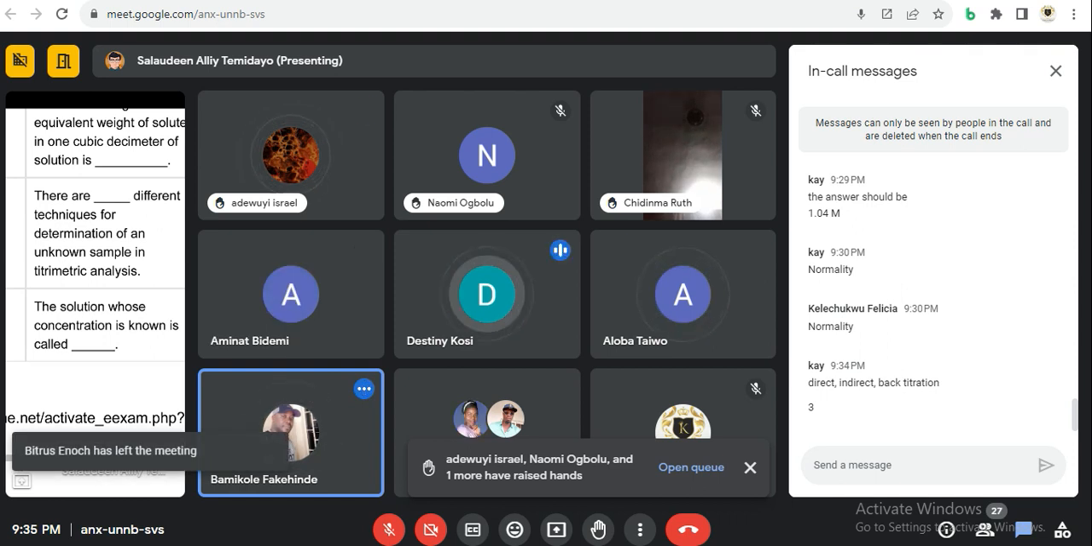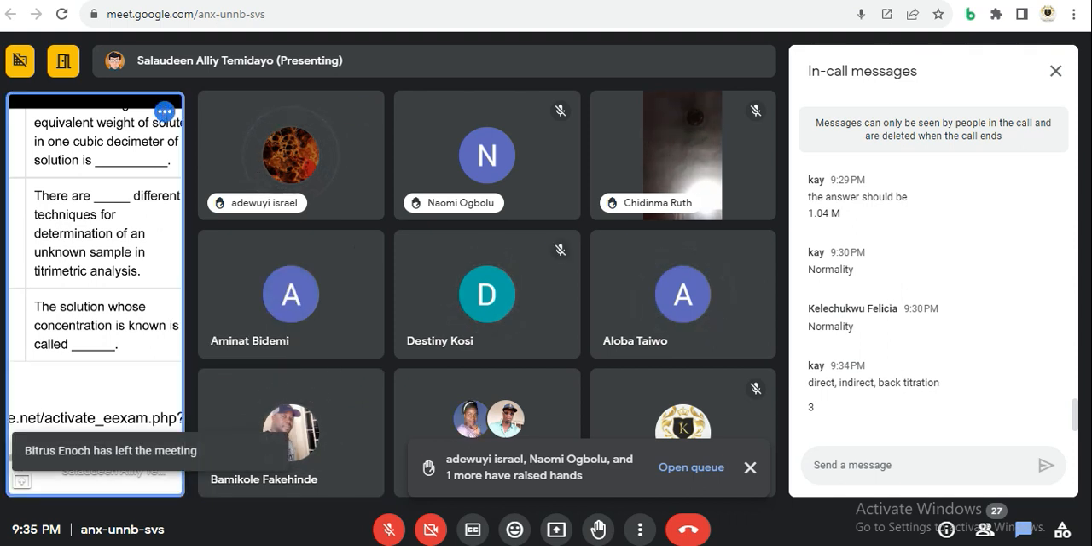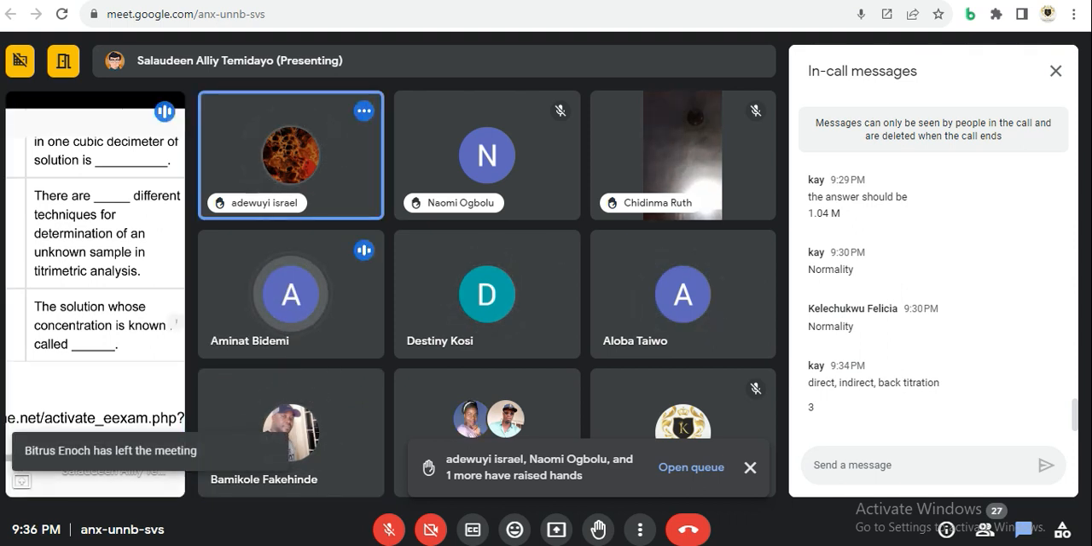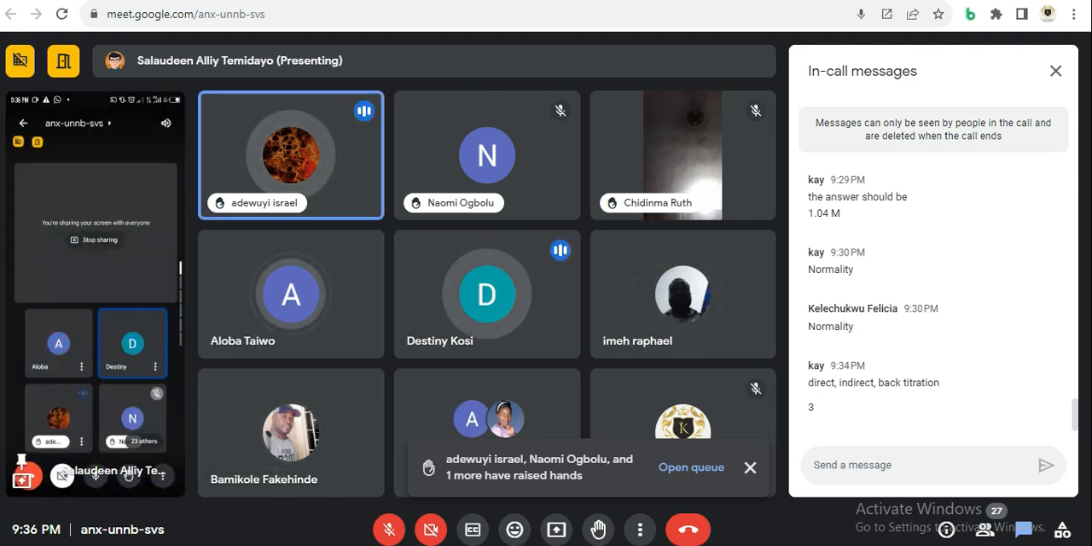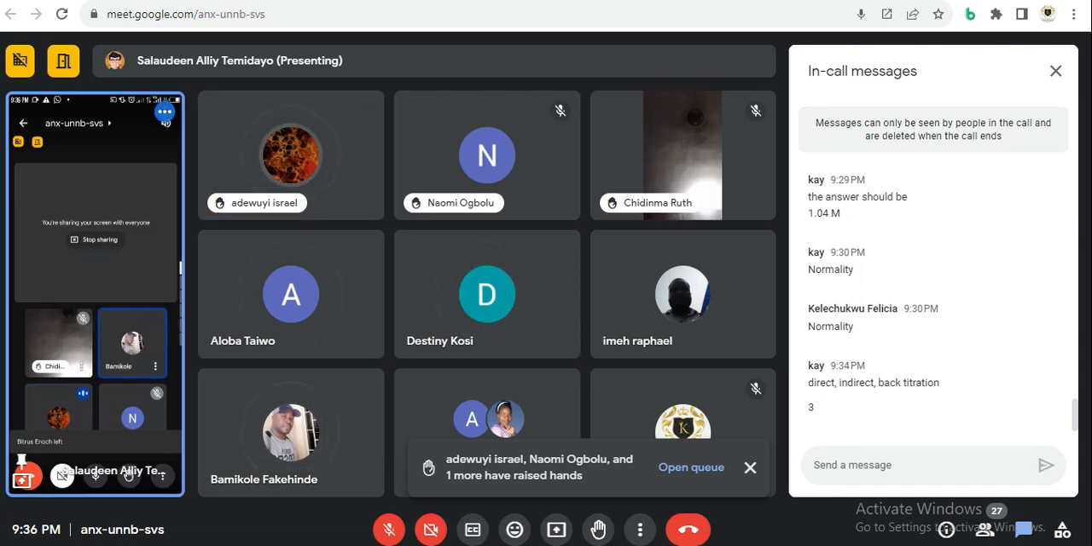Saturated. Standard solution. Now standard solution.